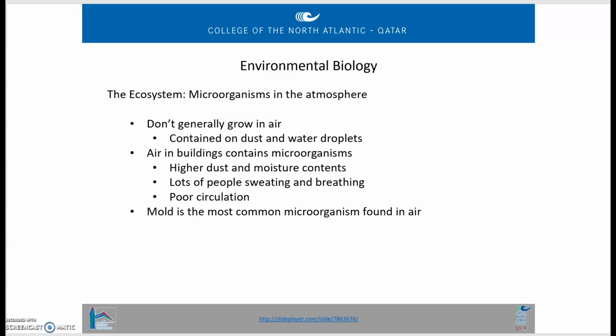Now, the most common form of microorganisms found in the air is mold, and you guys know, if we were to take a plate and just sit it out on our bench overnight, come back the next day, I can almost guarantee that we'd have some species of mold growing, some species of fungi growing when we came back to check it the next day.